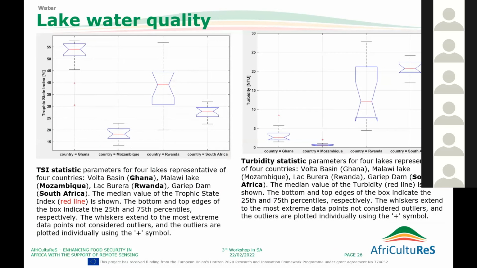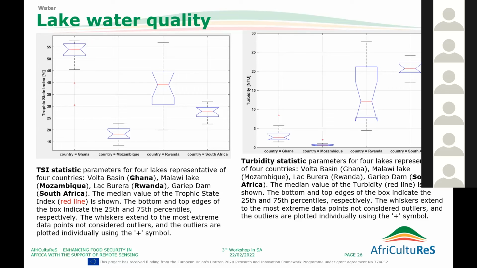This is just general, actually the product was in some way validated, and these graphs here are just giving a general overview of the status of the lakes along the year, comparing the case of Ghana with Mozambique, Rwanda, and South Africa, one lake for each one of these countries, just to see in general how the behavior is for every one of them.